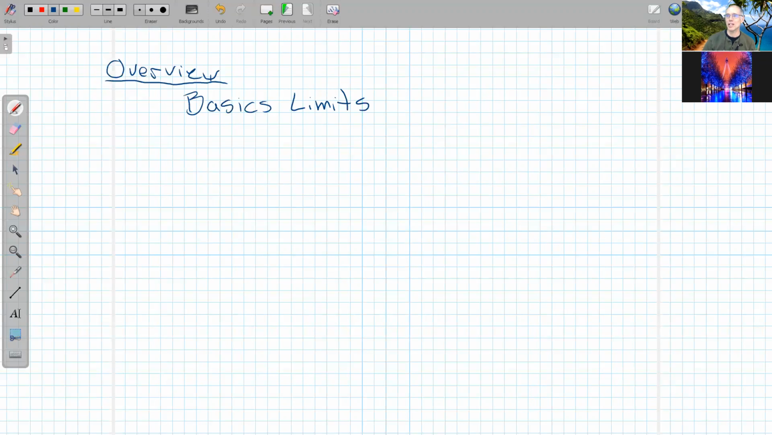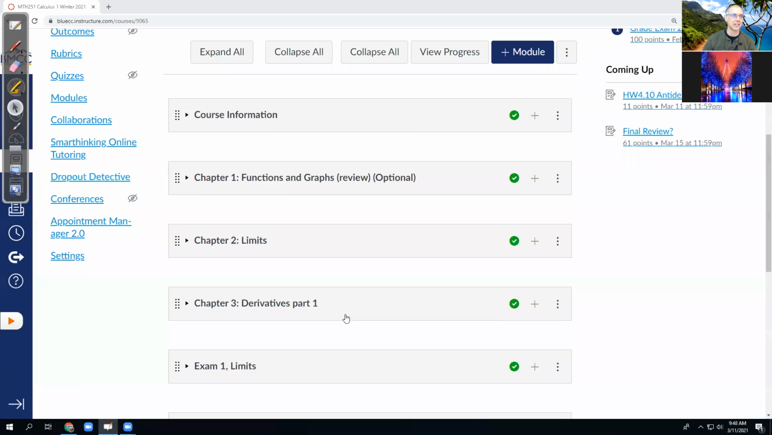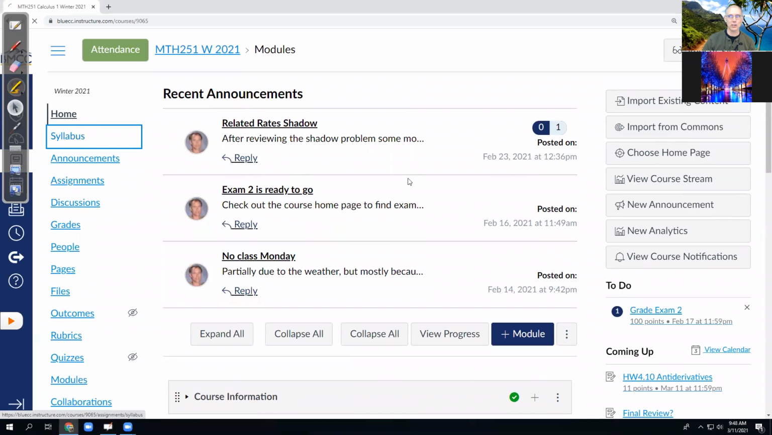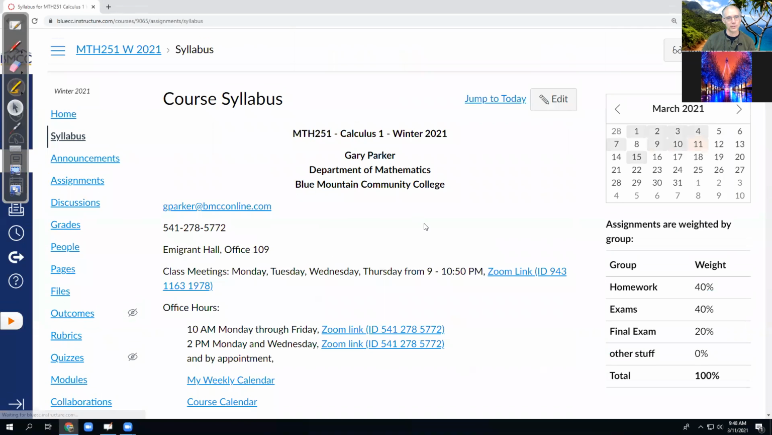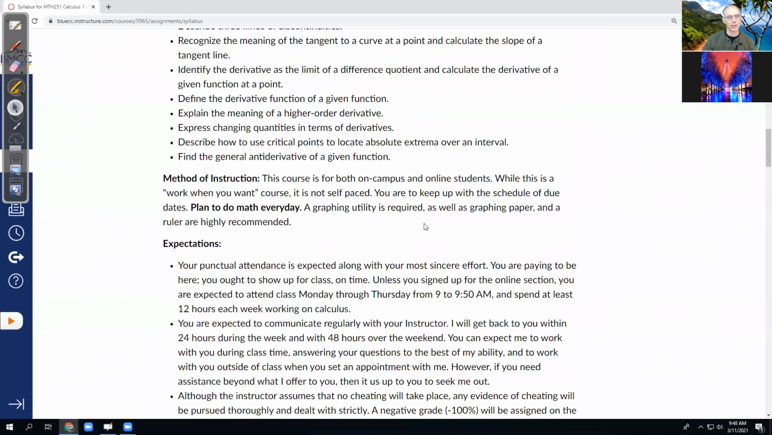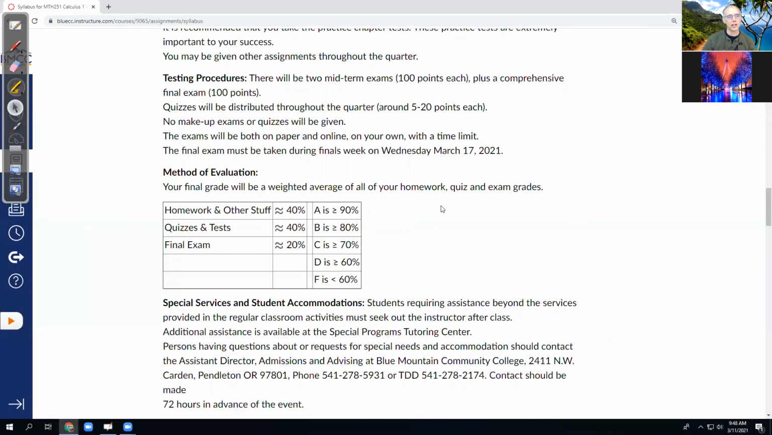As far as the weighting, it's in the syllabus. So if you check out the syllabus, the final exam is worth about 20% of your grade. So each exam was 20% of your grade. The final is another 20%. Homework was 40% of your grade.